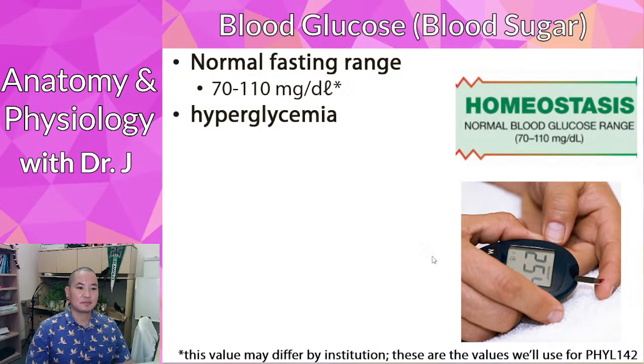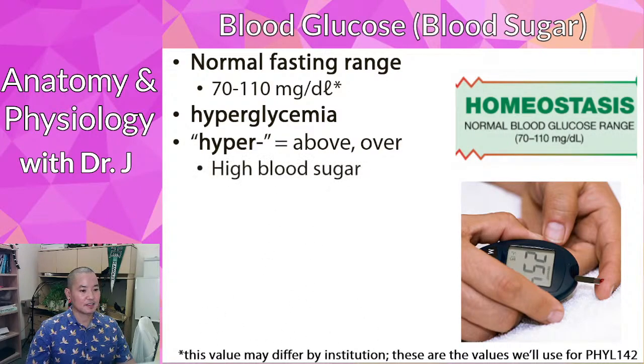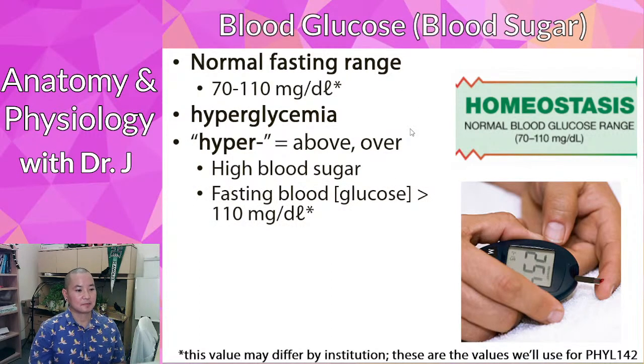Now, hyperglycemia for this class, let's define it as this. The hyper is like when you think someone's hyperactive, that means they're overactive, they're full of energy. But hyper in this case, referring to glucose, means they have above normal levels of glucose. This is sometimes just called high blood sugar: hyper means above, and glycemia refers to sugar. So for this class, we'll define it as a fasting blood glucose concentration over 110 mg per deciliter.